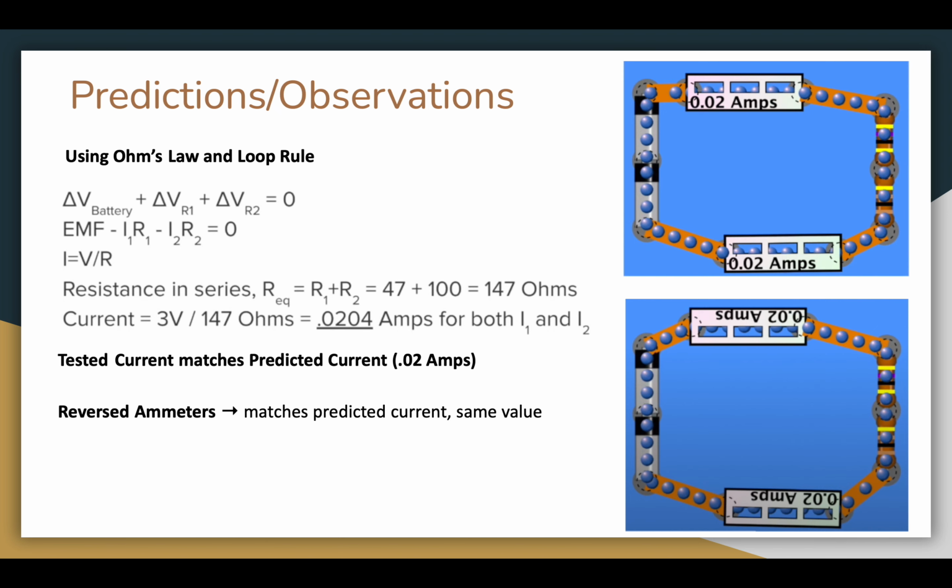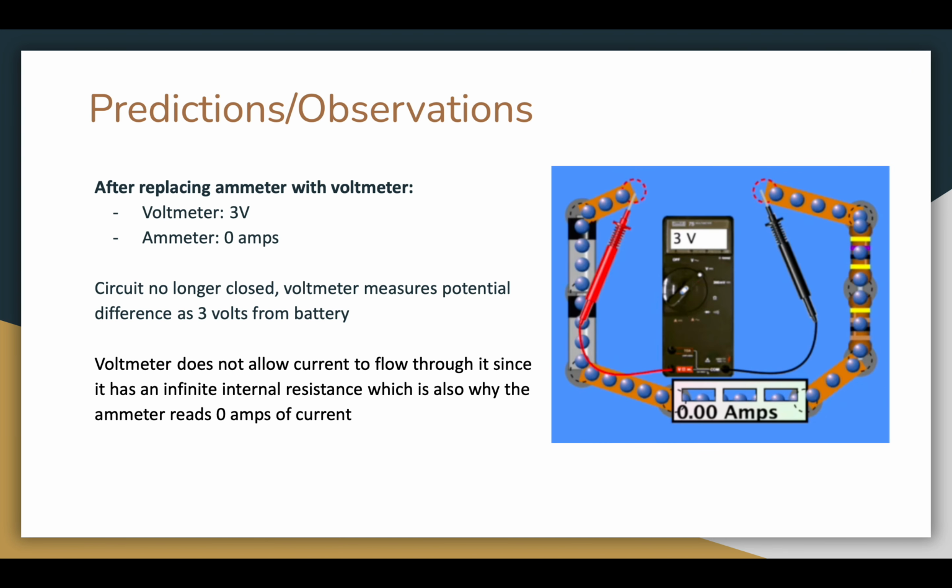If we replace the first ammeter with a voltmeter, we can see that the voltmeter measures a voltage of 3 volts while the ammeter reads a current of 0 amps. This is because the circuit is no longer closed, thus the voltmeter can measure the potential difference to be 3 volts from the battery. The voltmeter does not allow current to flow through it, since it has an infinite internal resistance, which is also why the ammeter reads 0 amps of current.